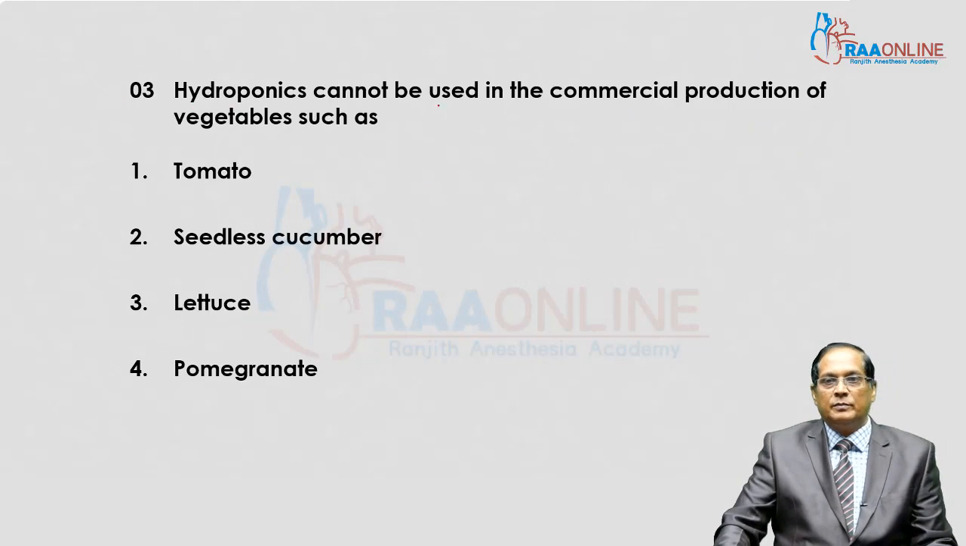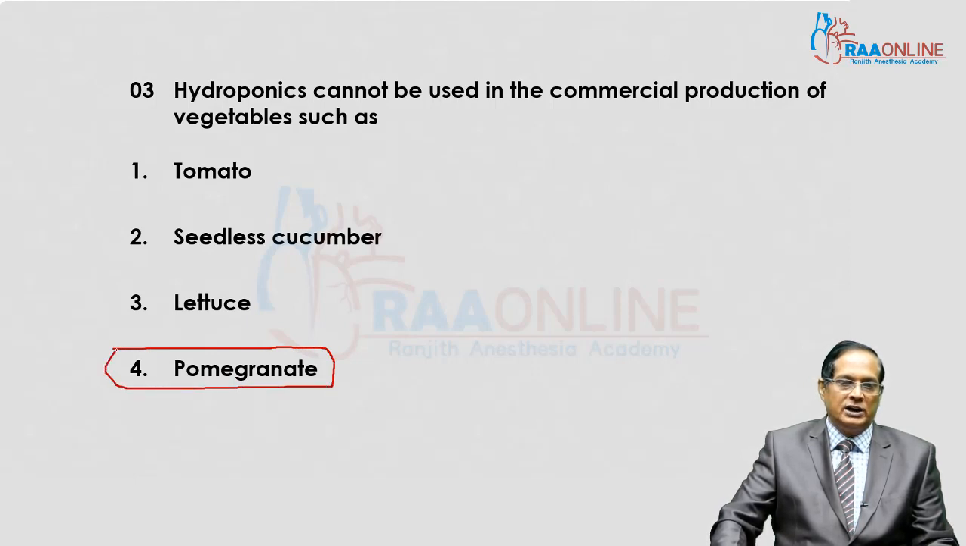Now, hydroponics cannot be used in commercial production of tomato, seedless cucumber, lettuce can be used, but pomegranate is actually a shrubby plant. Soft bodied and herbaceous plants can easily be grown on hydroponics, but plants like pomegranate require soil. The body is very large in that case as compared to these ones. So the fourth answer is here, that is not applicable for plants like pomegranate.